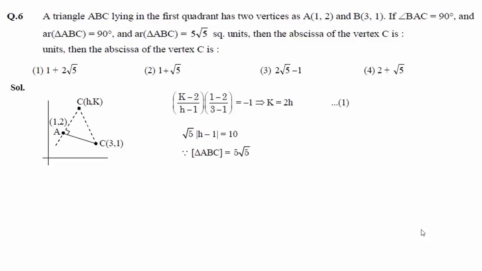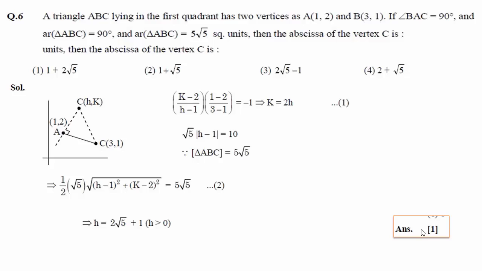Therefore, root 5 into (h minus 1) equals 10, where the area of the triangle is 5 root 5. This implies that 1/2 into root 5 into the square root of (h minus 1) squared plus (k minus 2) squared is equal to 5 root 5. And hence h equals 2 root 5 plus 1. h is greater than 0. And hence the correct option is 1.